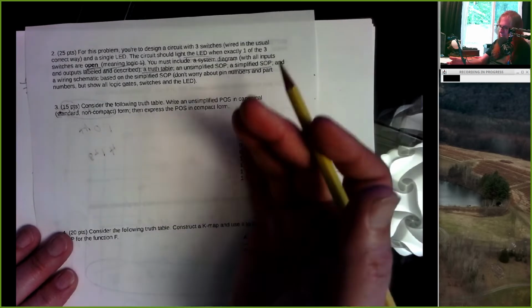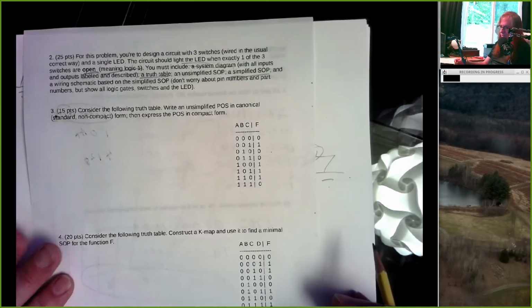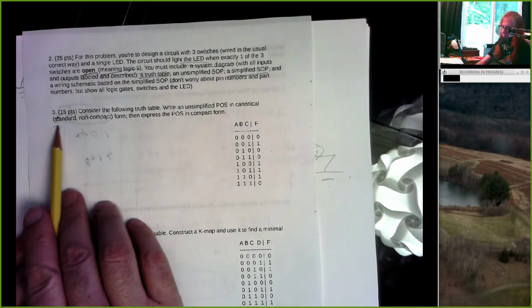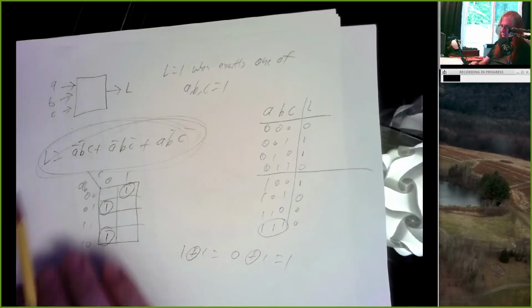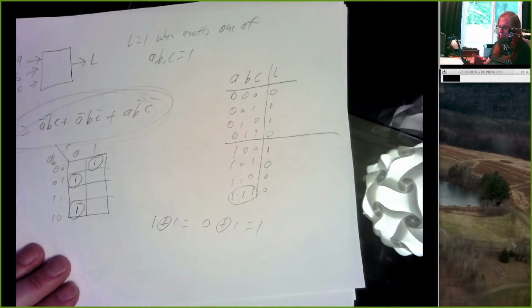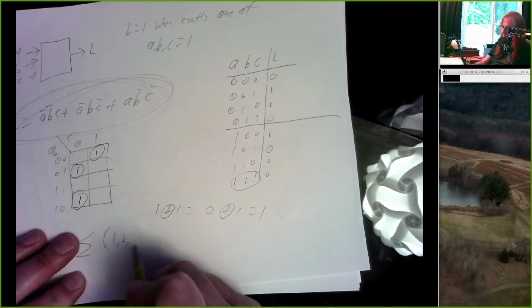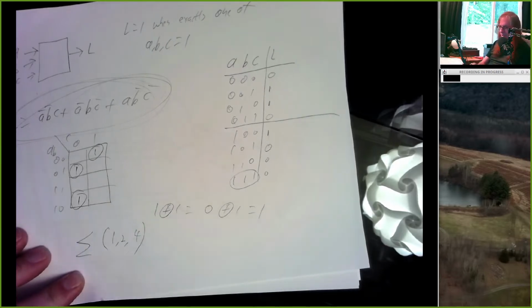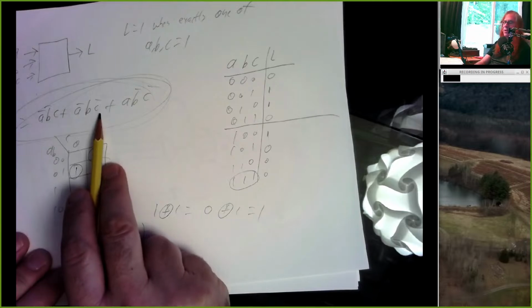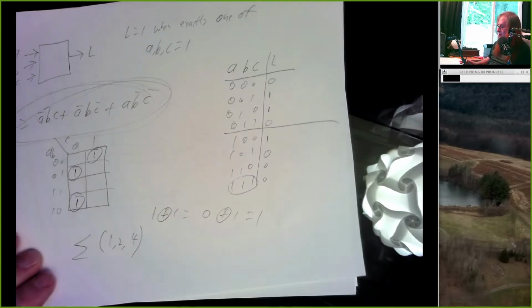All right. Write an unsimplified product of sums in canonical standard non-compact form. So standard form is this. This is the non-compact form. For sum of products, the compact form is something like this: sum of 1, 2, 4. That's compact. This is non-compact, which we said is also called canonical. So here we want to write product of sums in canonical form, and then write it in compact form.